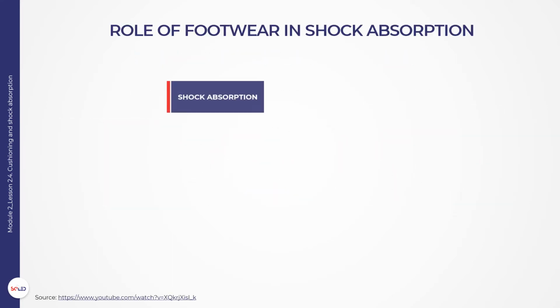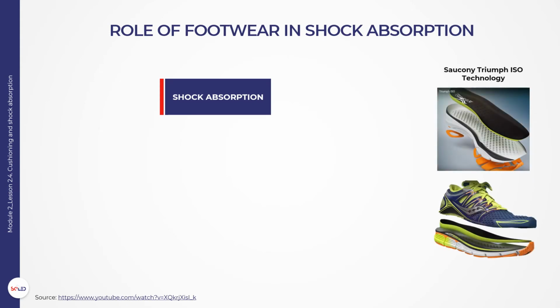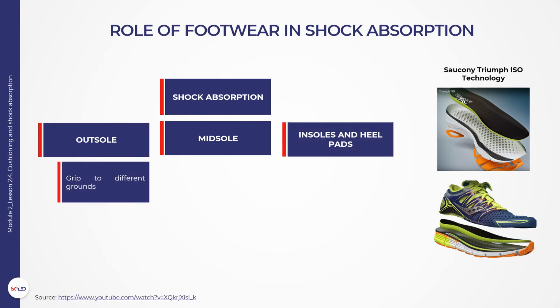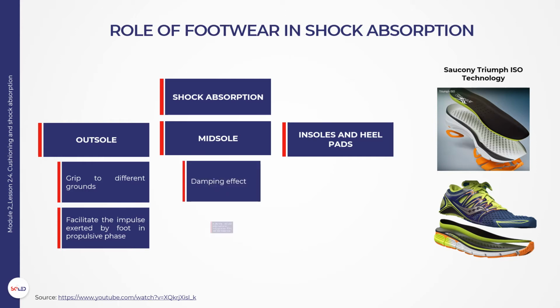The gait analysis demonstrates that long-distance walking without good shock absorbers could produce significant reductions in stance time, vertical ground reaction force and ankle dorsiflexion angle. The components of bottom assembly responsible for shock absorption are outsole and heel, midsole, insole and heel pad. The outsole grips to different grounds. In the propulsive phase, when there is no contact with the ground, the outsole helps to facilitate the impulse exerted by the foot. The midsole is made up from compressible materials to help the damping effect, cellular polyurethane, microporous EVA, gel-like materials, air bladders, etc.